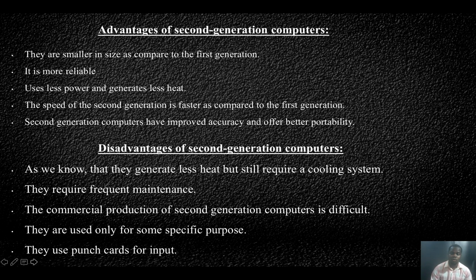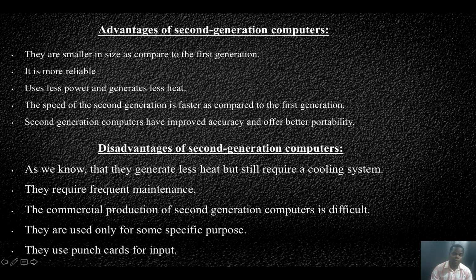Most of them need air conditions, very chilled room before they can perform their functions very well. And they require frequent maintenance because those times it was a little bigger, not so big, but it was bigger, so it needs frequent maintenance. And the commercial production of second generation computers was very, very difficult. Why are we saying that? It was expensive. Not everyone can buy such a machine because it takes time before they were able to come out with something like that. So when buying it, it was very difficult. It was very expensive by then.